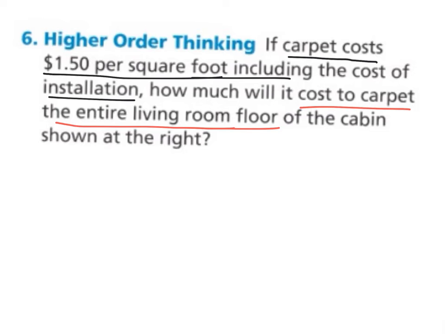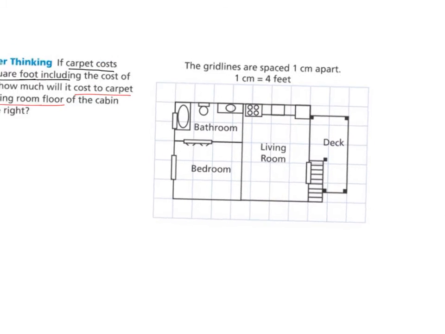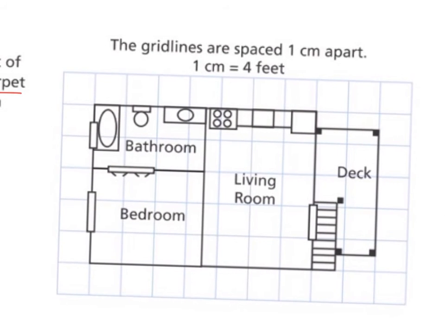Okay, so notice we do have some extra stuff here. If we look at the picture, first of all, I'm going to take note of the scale here. 1 centimeter is 4 feet. Grid lines are 1 centimeter apart like we had in the last one, so each square is 1 centimeter by 1 centimeter. And again, we're going to focus on what room here? The living room. So all I really care about is the living room. The rest of this I don't really need for this problem.